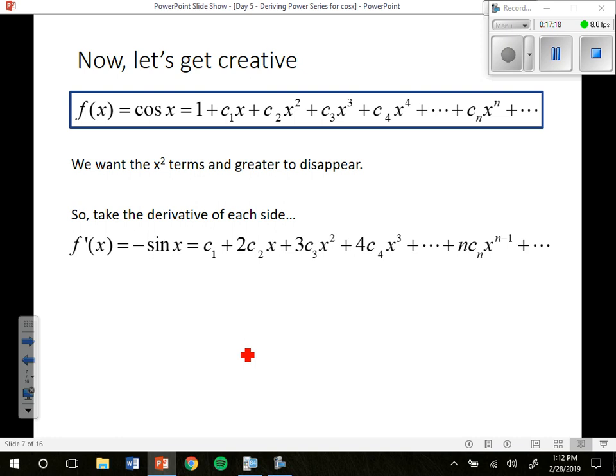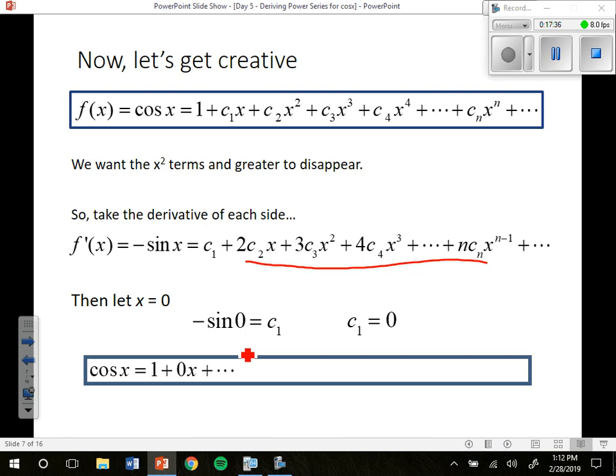And now what can we plug in? 0. And everything that has an x in it is going to go away. And I just get negative sine 0 equals C1. What is negative sine 0? 0. So then we get 1 plus 0x, which I'm just going to write for now. We'll take it out later. So there's no first degree term.